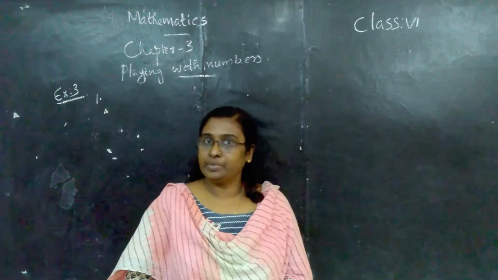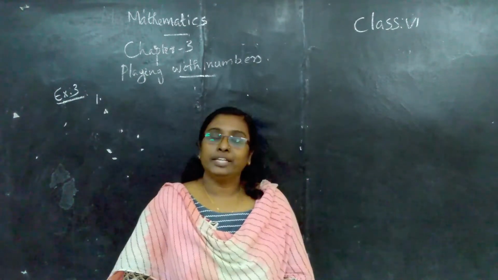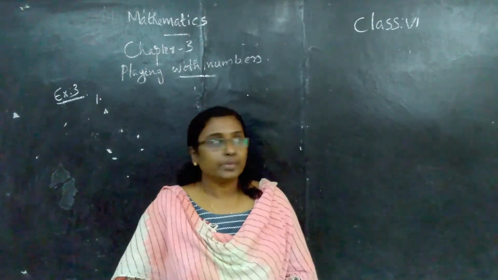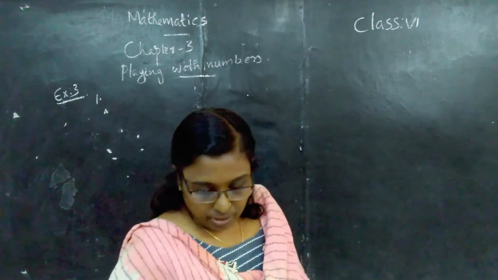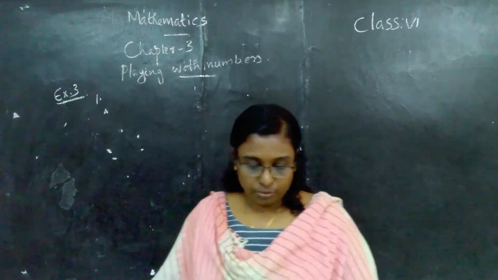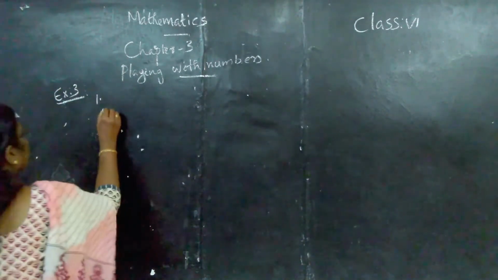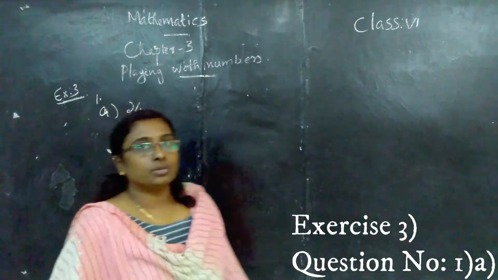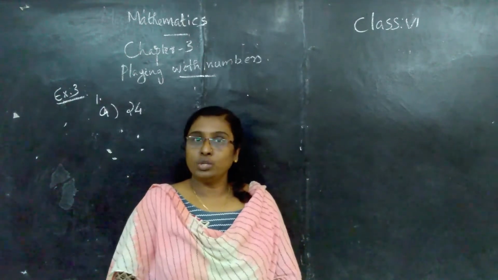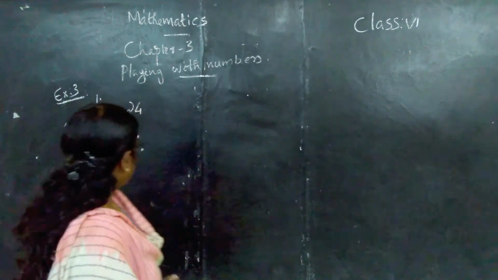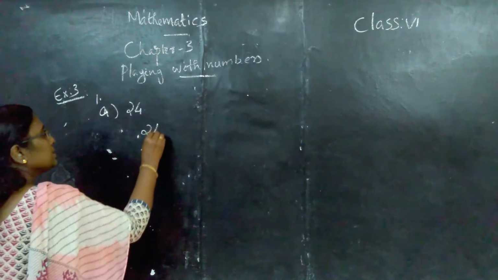Factors and multiples. Today, let us do the first exercise of chapter 3. First question is, write all the factors of the given numbers. First question A, 24. The question is, find all the factors of 24. So, how can we find the factors?